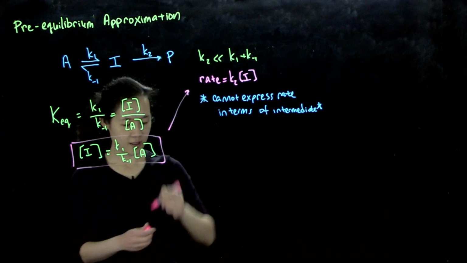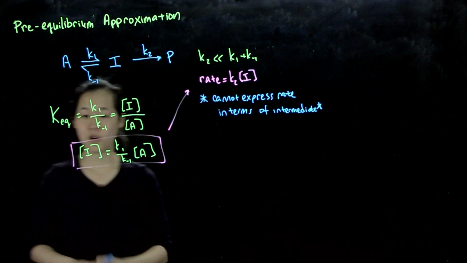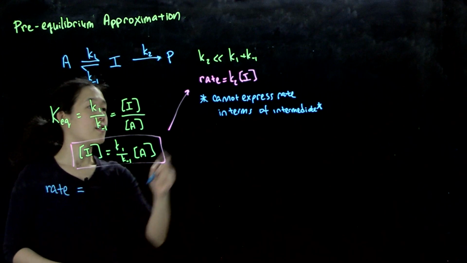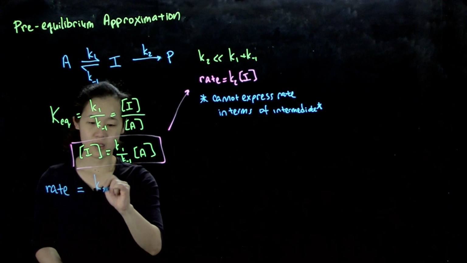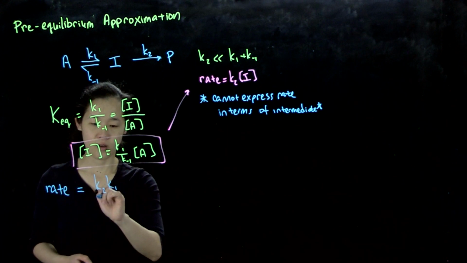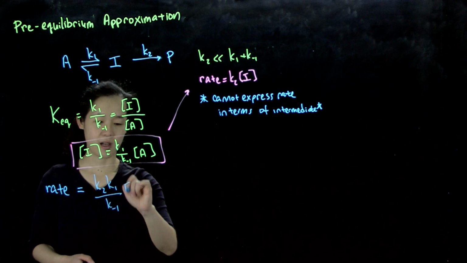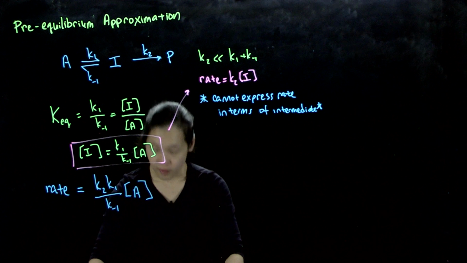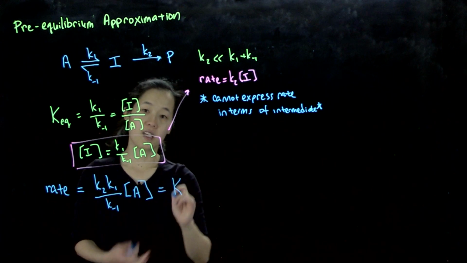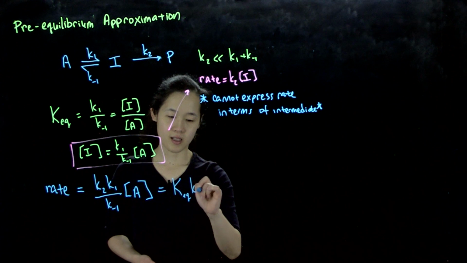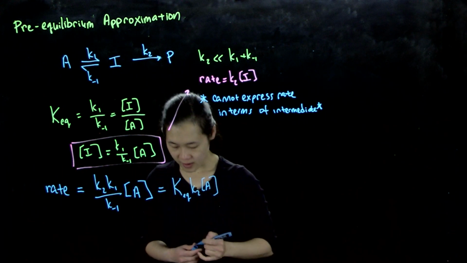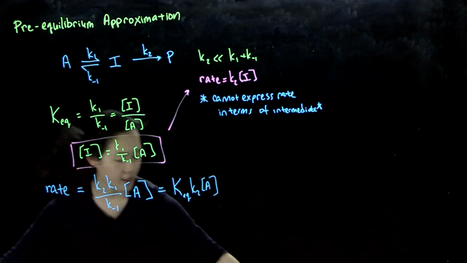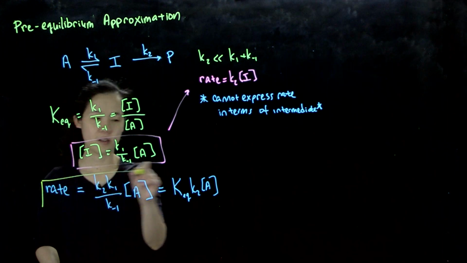And then what we get out is that our rate is equal to k2 times the concentration of I, which is k1 over k minus 1 times the concentration of A. This could also be equal to big K, the equilibrium constant, times the rate constant times A. So this is our overall rate law for a pre-equilibrium approximation.